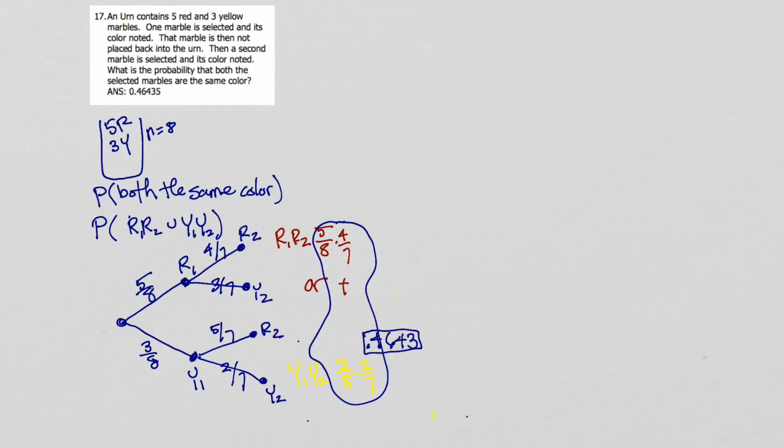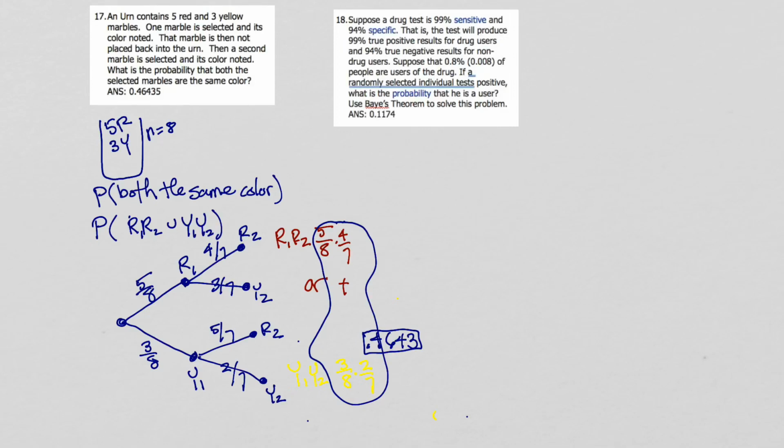Number 18, we've got this drug testing problem. So suppose the drug test is 99% sensitive and 94% specific. Now here's what that means. These are just some terminology here.